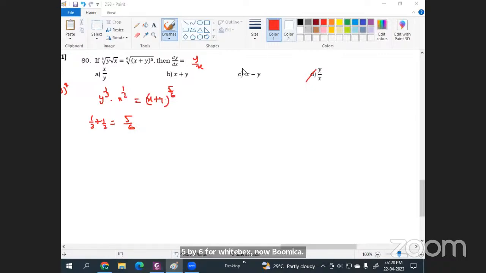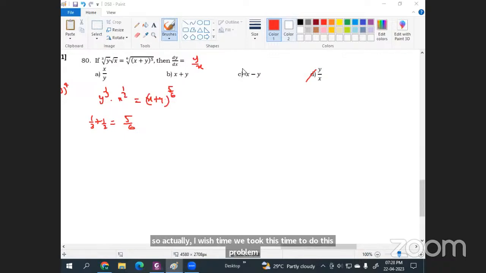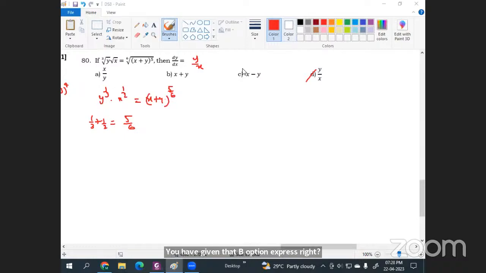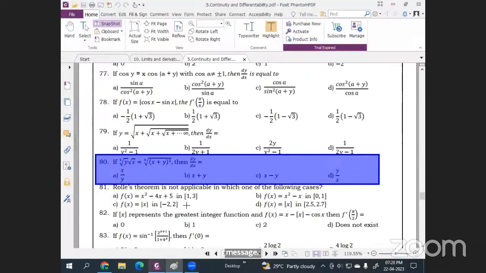Now Bhumika, Sakshi, how much time did we take this time to do this problem? Sakshi, you gave B option, x plus y. No, y by x. Sakshi, how much time did we take for this one? Very less time. You can even calculate it orally. Correct? Drop the message, Sakshi. Right, next.